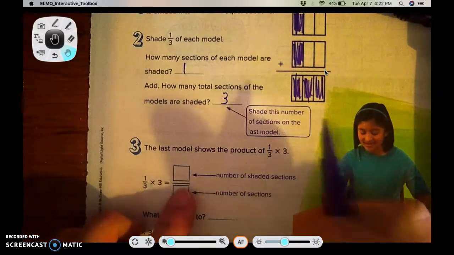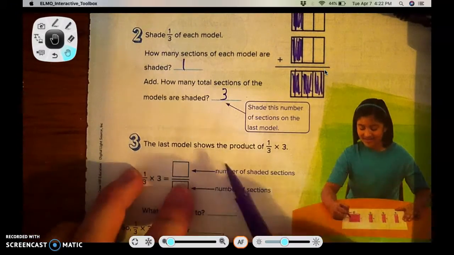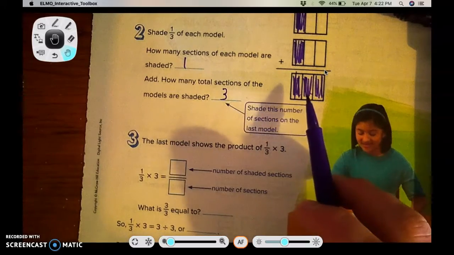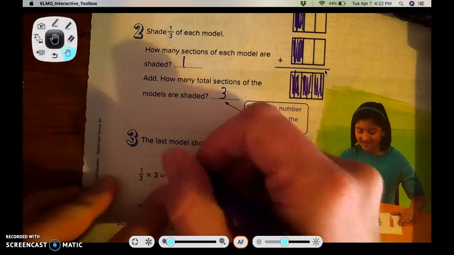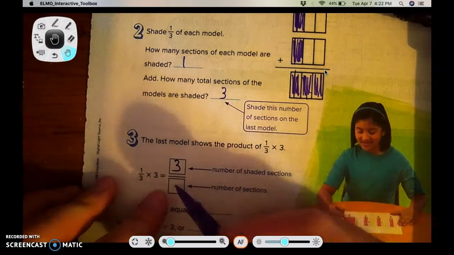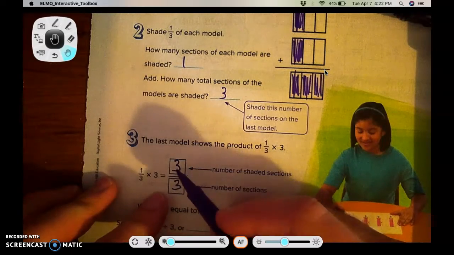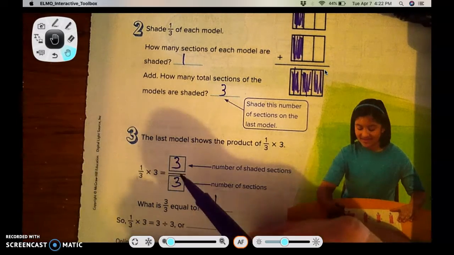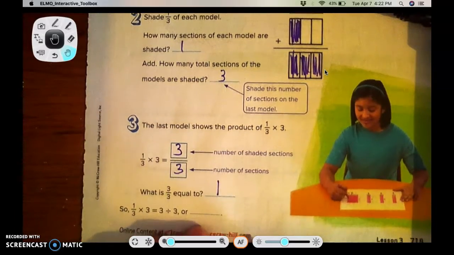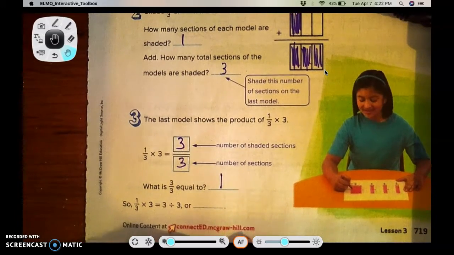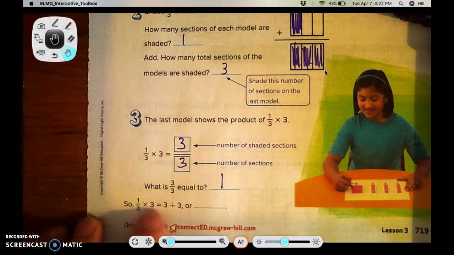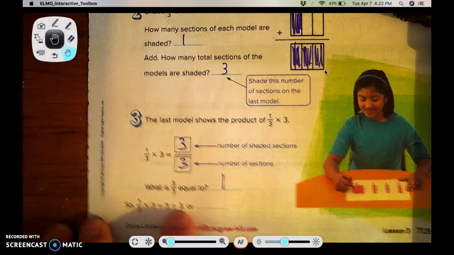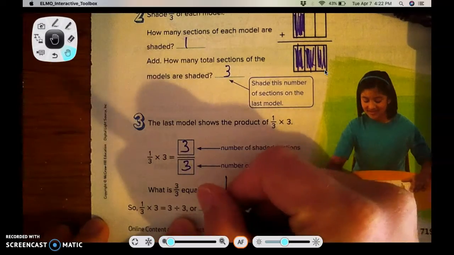And so it says the last model shows a product of 1/3 times 3. So we had 3 shaded, and we had it broken up into thirds. So we had 3 out of 3, which is another way of saying 1, because the fraction bar means to divide. So 3 divided by 3 is the same thing as 1. So 1/3 of 3, or 3 divided by 3, is going to be 1. We'll try a few more like that so we can get the hang of it.